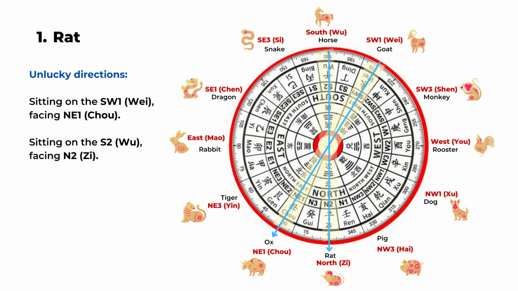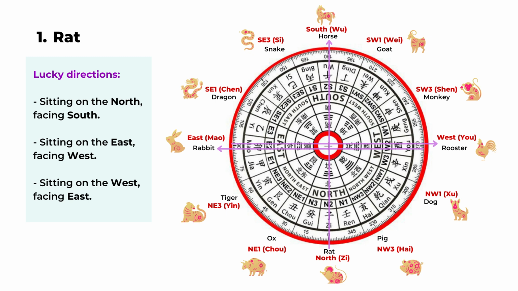For each animal sign, there are 2 unlucky directions, and one of them is related to their own animal sign directions. For example, the rat is in the north. So one of the unlucky directions is when the house is facing north. That means the sitting direction is the south. Another unlucky direction for rat is a sitting direction southwest 1 and the facing direction northeast 1. So for the unlucky directions, it's more specific to the 24 mountains or the 24 directions. So each direction covers a smaller area and it's more specific.